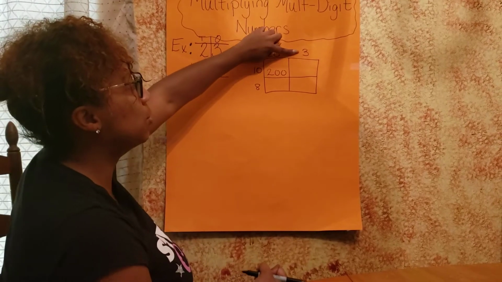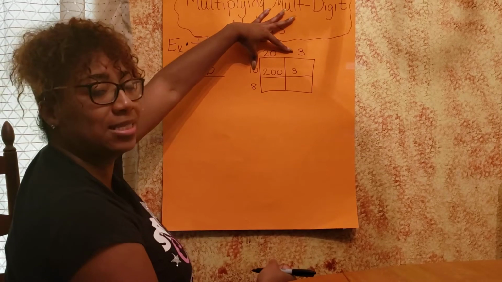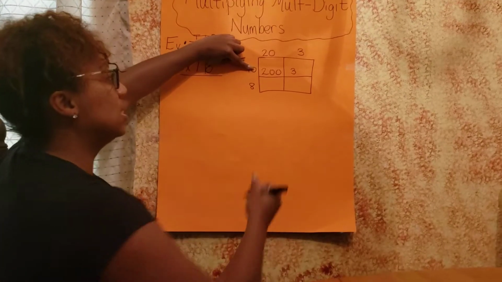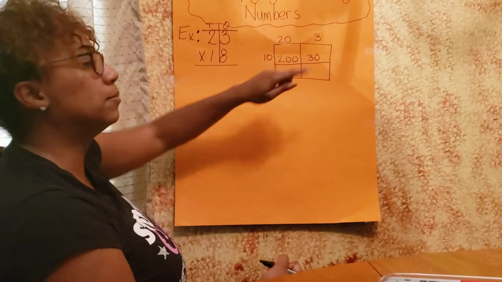So 1 times 3 is 3. How many zeros do I have in between 10 and 3? I have 1 zero, which is why 10 times 3 equals 30.